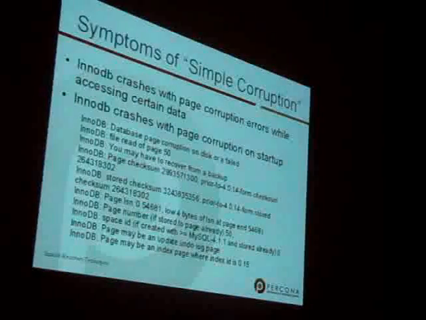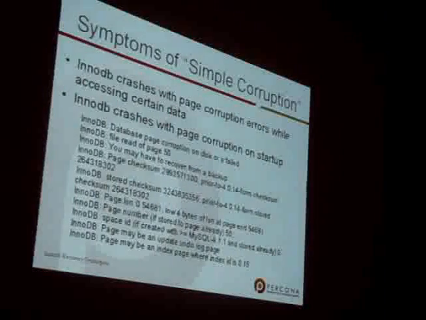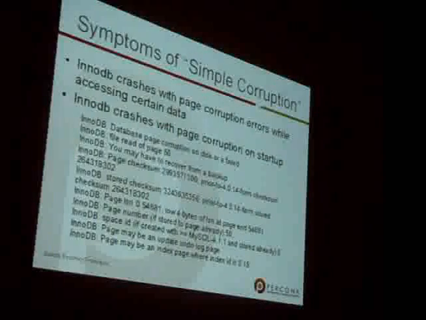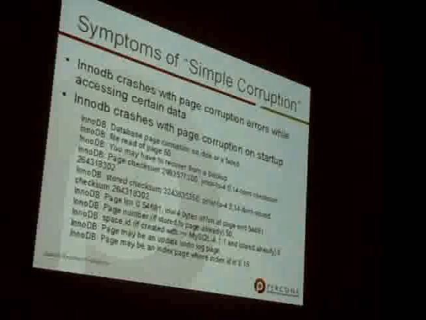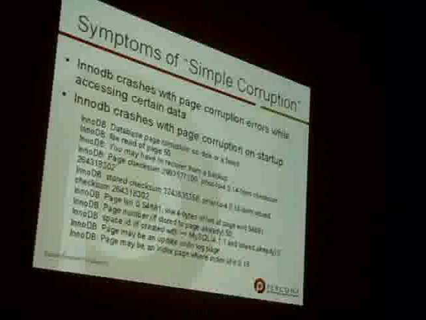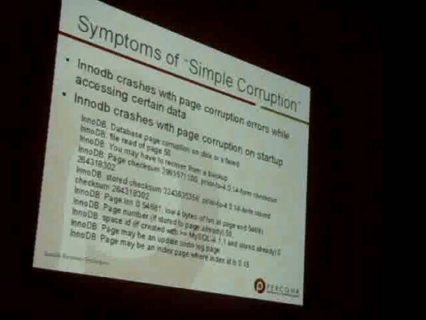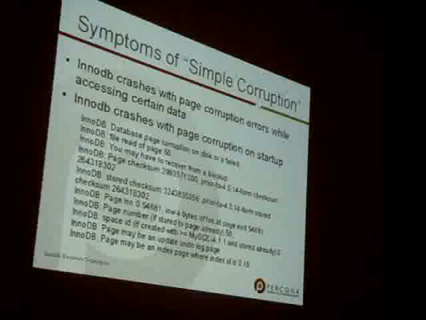So looking at a simple corruption, right? What usually happens is InnoDB starts to crash with page corruption errors in the error log. And you can see the error message here. It tells you it failed to read a certain page number, and it will most likely tell you that the page checksums are different. I would say in 90% of cases, the mismatched checksum is going to be the error.